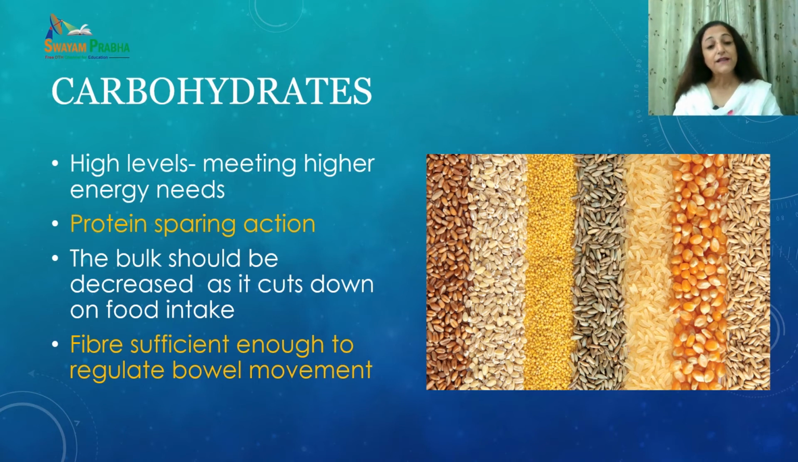And along with that, the bulk should be decreased because it will cut down the food intake. The person will not be able to take a larger amount of food. And fiber has to be just enough to regulate the bowel movement. We should not go overboard on the fiber, because this will increase the bulk of the diet and the person will not be able to take that much. We need to provide nutrient dense food in such conditions.